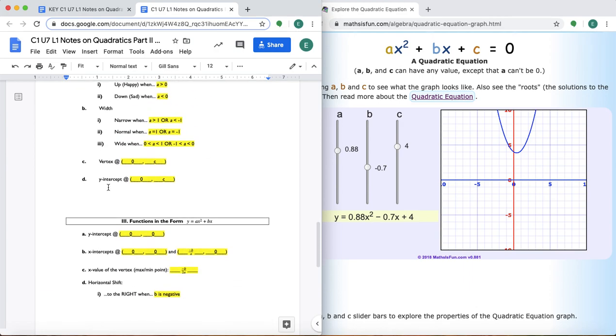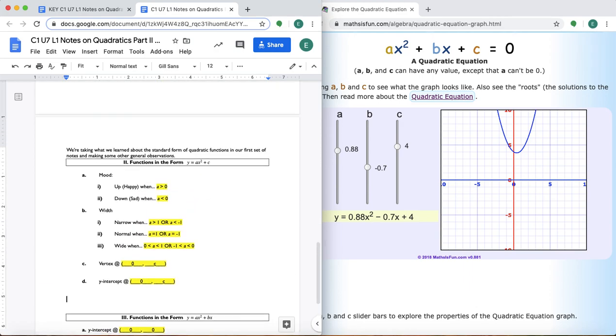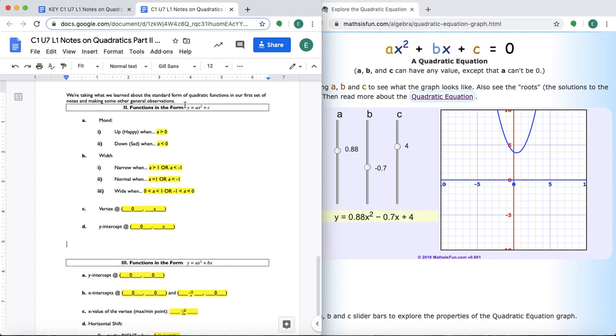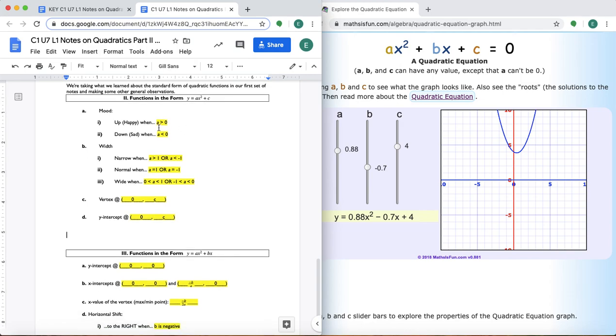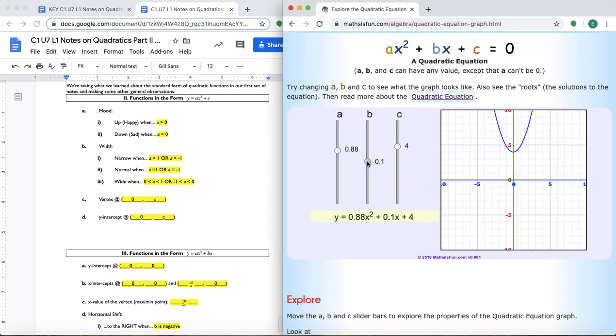All right, last page. We've got a couple of different types of functions that are in incomplete form. So we've got y equals ax squared plus c. So when I'm missing my middle bx term, how does my information change? So let's say I make my bx equal to 0. Now, how do I determine if it's happy or sad? Well, happy and sad is still determined by when a is positive or when a is negative. It's negative, it's sad, positive, it's happy. So when a is greater than 0 and when a is less than 0.